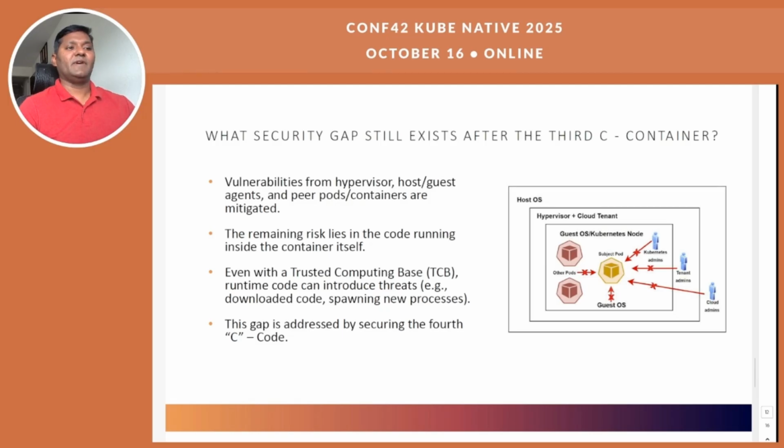The next and final layer, the fourth C, code, addresses this exact gap by applying runtime integrity controls, system call restrictions, and continuous monitoring to ensure secure execution. So the following section explains how the code layer uses measures like trusted image signing, immutable containers, seccomp, and Falco to completely mitigate the runtime threats.